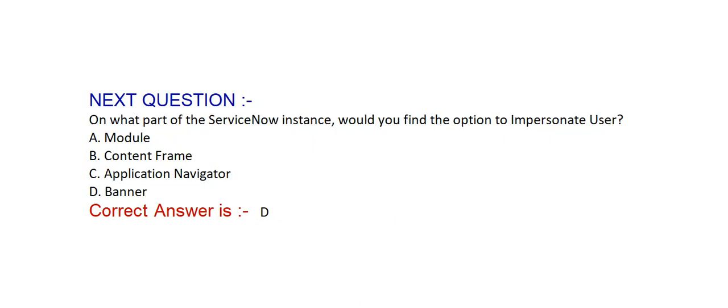Next question is on what part of the ServiceNow instance would you find the option to impersonate users? Option A, Module. Option B, Content Frame. Option C, Application Navigator. Option D, Banner. Correct answer is option D, Banner.